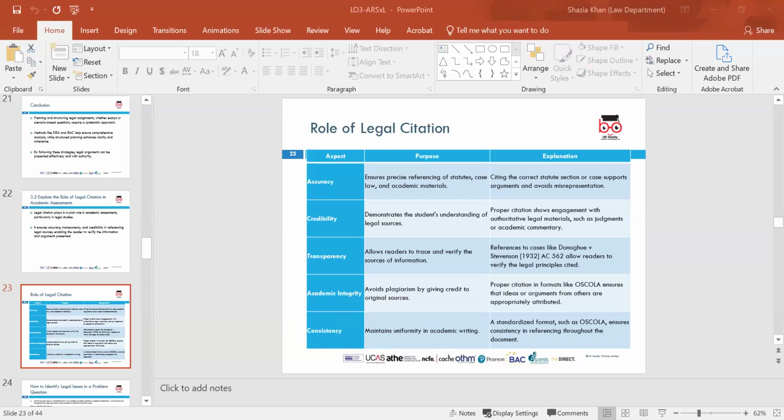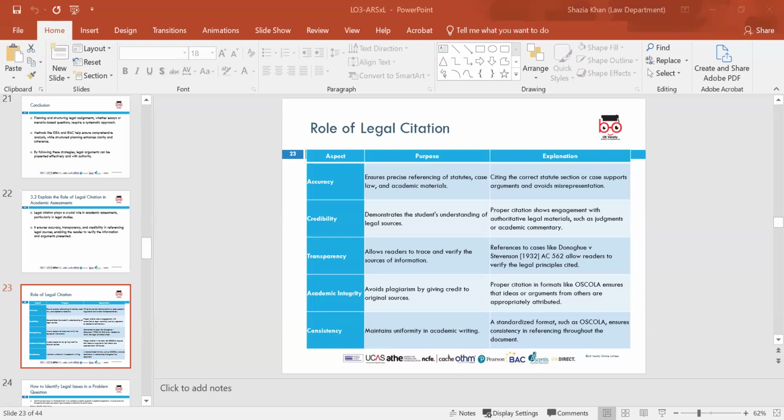It ensures precise referencing of statutes, case law, and academic materials. Explanation: citing the correct statute section or case supports arguments and avoids misrepresentation. Credibility: by citing sources accurately, legal professionals demonstrate the basis for their arguments and avoid any sort of plagiarism. The explanation is proper citation shows engagement with authoritative legal materials such as judgments or academic commentary. Transparency: it allows readers to trace and verify the sources of information.